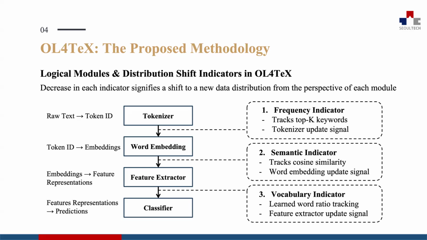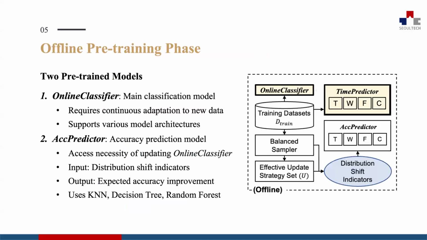And consequently, a decrease in each indicator signifies a shift to a new data distribution from the perspective of each module. And as this decrease directly impacts the accuracy degradation, it means that these indicators can play a pivotal role in guiding the time point for each module's update.